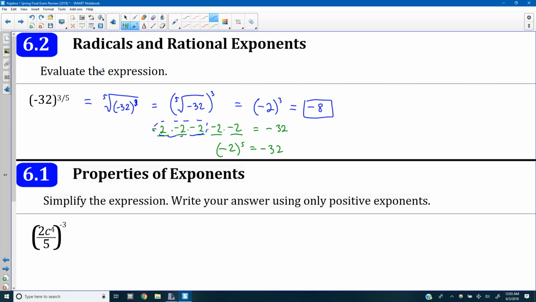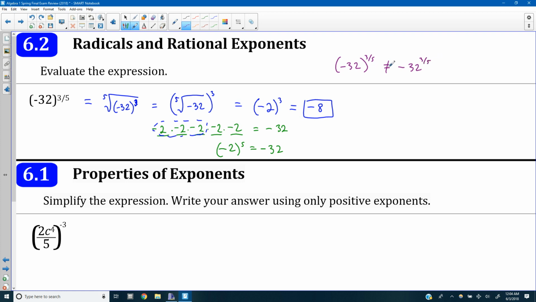Now, a couple things with this. I did make mention in the very beginning that the 32 is negative. That is the thing that's being cubed. This is a different problem. Negative 32 to the 3/5 power like this is not the same thing as this here.